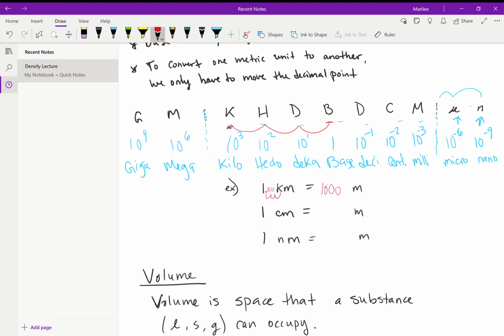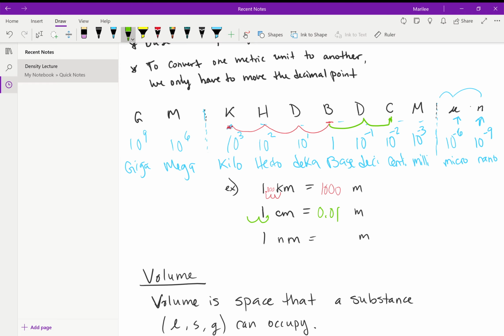Then we have 1 centimeter. 1 centimeter is here. We have to go to meters, so we go back to the base. Centimeter, we move back 1, 2. So we'll take the 1.0 decimal point and we'll move back 2. 1, 2. That would be 0.01 meters.